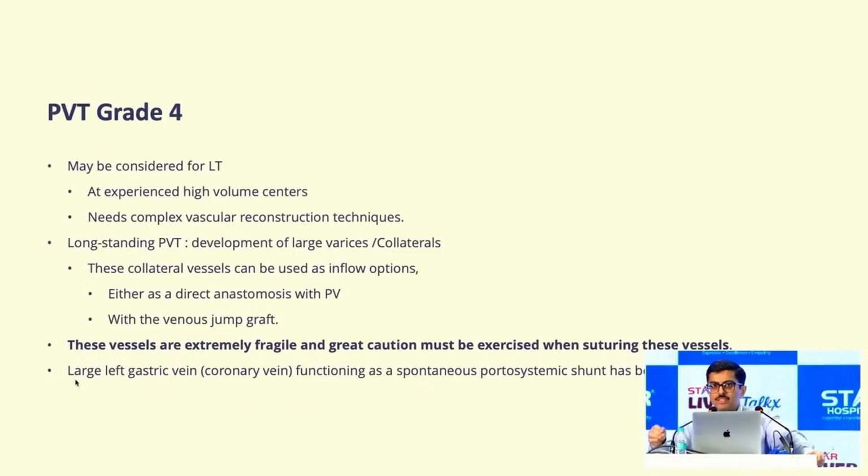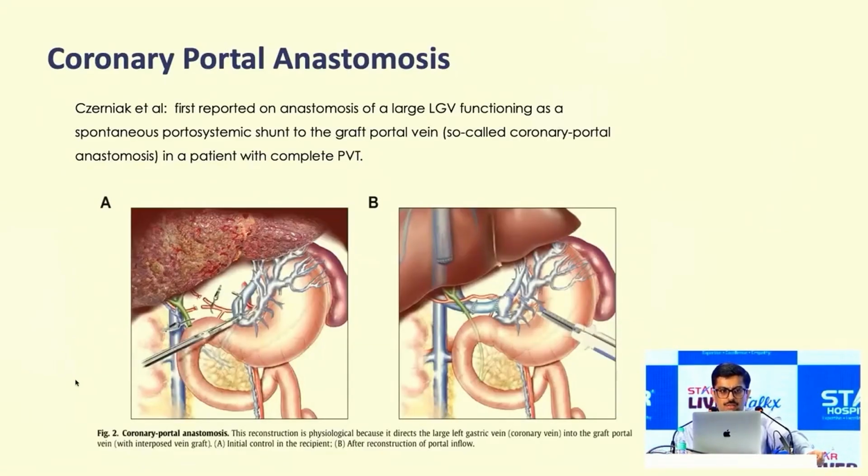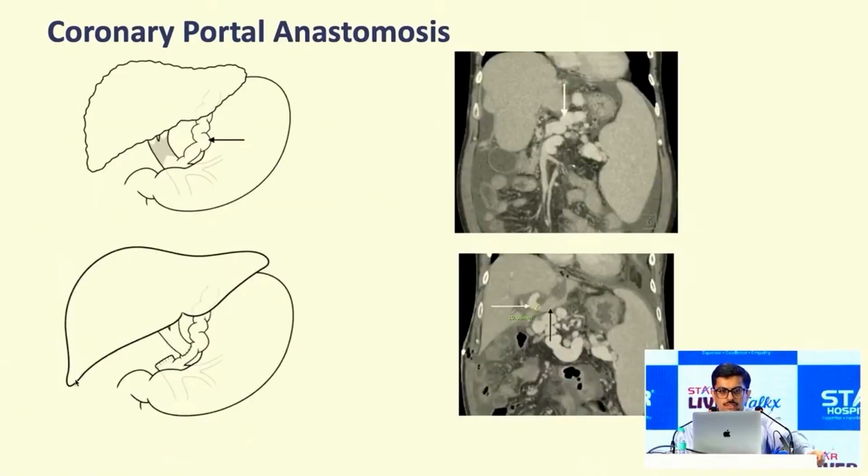Now the most challenging ones are grade 4, when the entire SMV is gone. Now you have to look at the options for where to get the flow. Either you have a major collateral, and in 30% of patients you might see a nice pericholedochal collateral which can be used, or there is a prominent coronary vein. These are the 2 major inflows which can be used. The coronary vein can be directly joined with the portal vein, or you can use an interposition graft to do that. This is one such case where the coronary vein was divided and implanted.